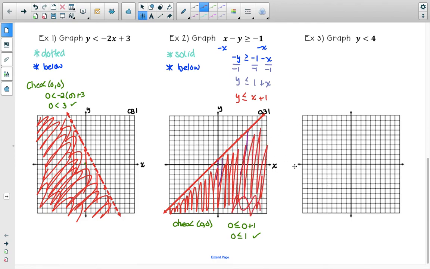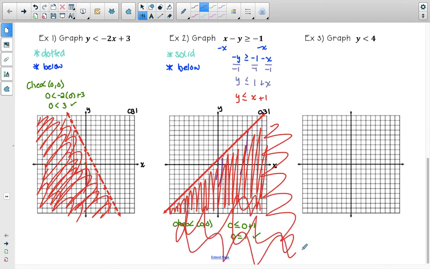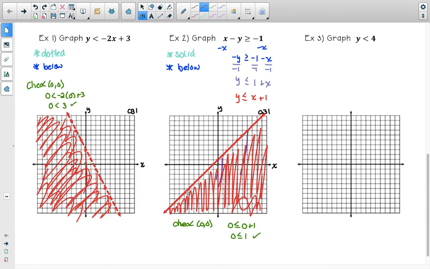And that means anything out here as well. Don't forget that it doesn't just stop. It keeps going all the way out here as well. So in this case, since it is a solid line, any coordinate on the line will work. Example 1, the coordinates on the line did not work because it was dotted. But example 2 has a solid line. That means that the coordinates on the line do work.